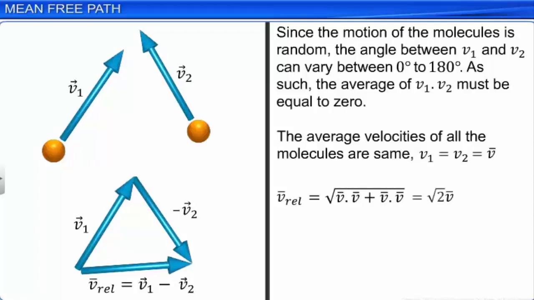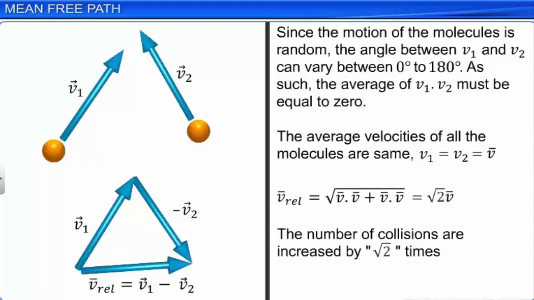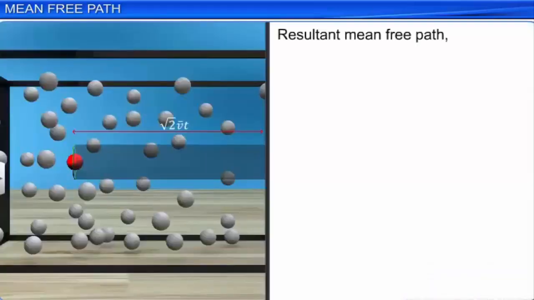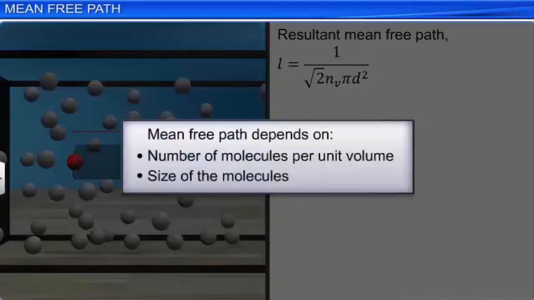As a result, the number of collisions has increased by root 2 times when compared with molecules that are stationary. The effective volume swept by the molecules has also increased by root 2 times. The resultant mean free path is L is equal to 1 by square root 2 nv pi d square. So, the mean free path depends on the number of molecules per unit volume and the size of the molecules.